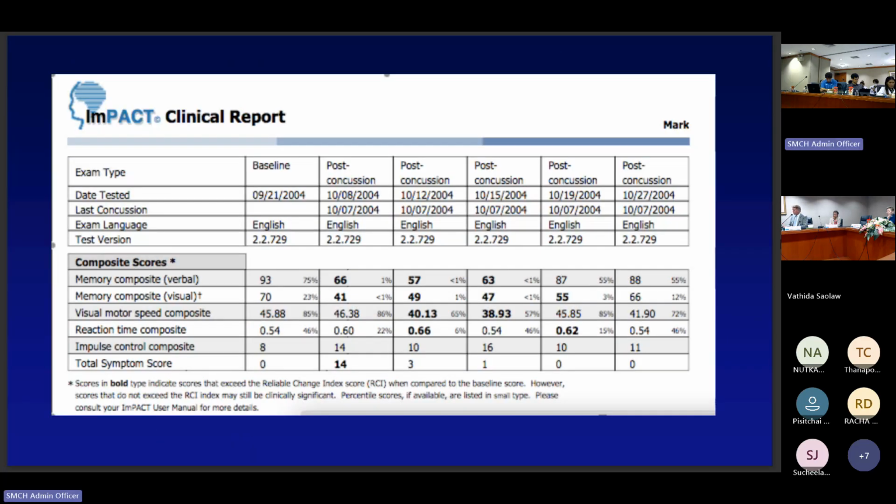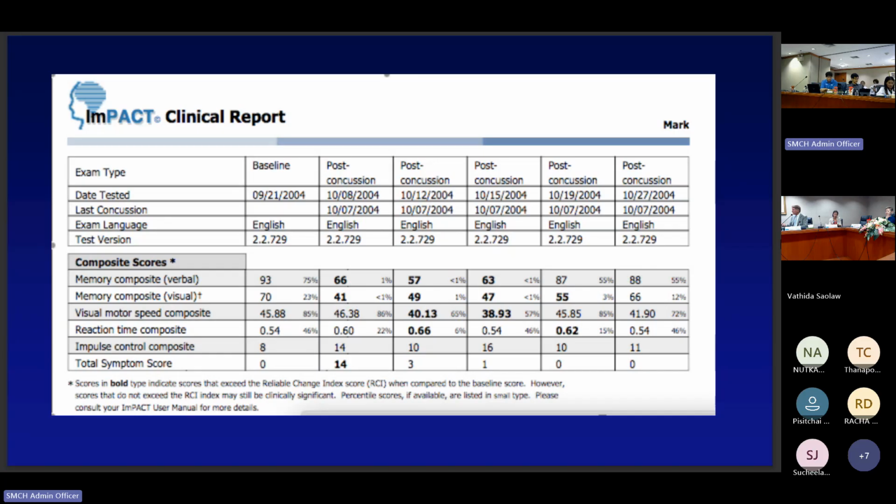So this is a picture of the ImPACT test, and let's just highlight the fact that there's a baseline here. At a baseline test, you can check and see where they're at before they have a concussion. And there's also percentiles, which are helpful. So if you look, this was 93 and a 75th percentile, and after the concussion they had a 66 and a first percentile. So a large decrease in their verbal memory. And visual memory also decreased in this patient, down to less than 1%.